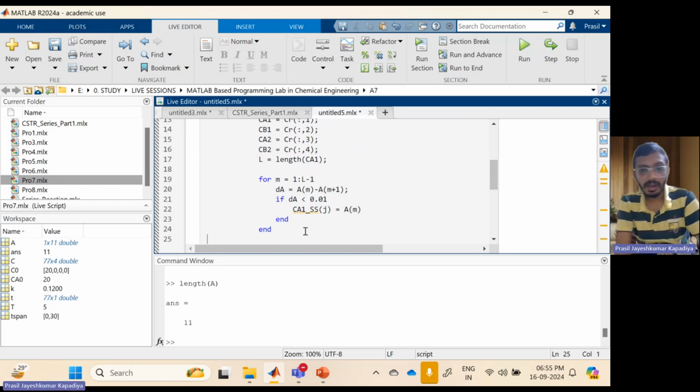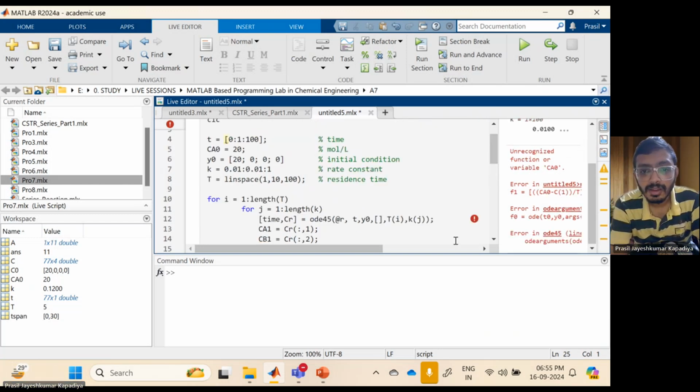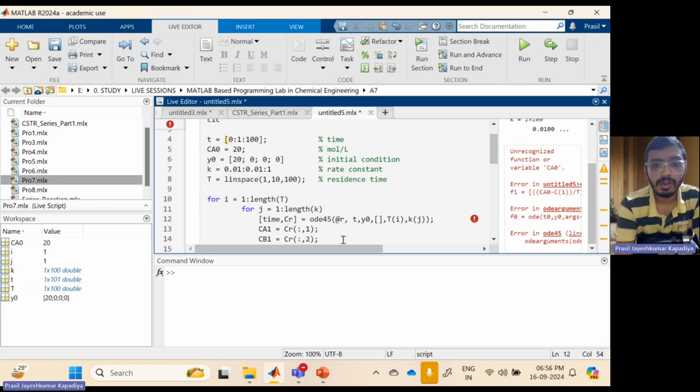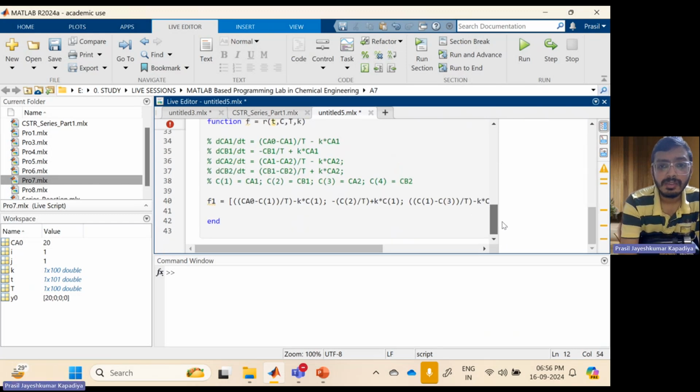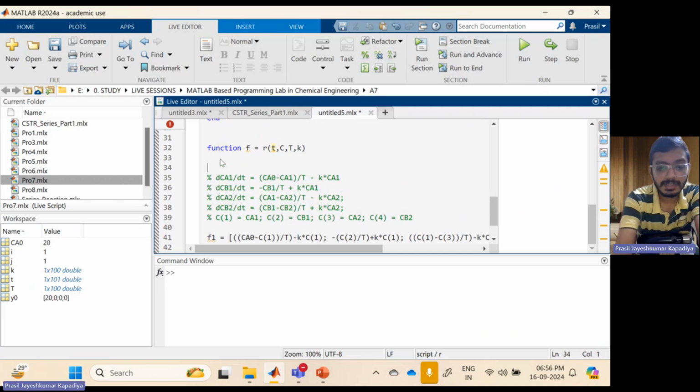Let's just run this and see what we are getting. Let's first run this small part. Oh, it is showing some error. What is it showing? Unrecognized variable CA0. Okay, we have defined CA0, right? Okay, here we have not defined CA0. So let's say CA0 is equal to 20.